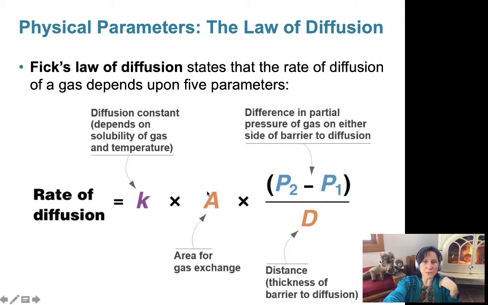So most of these variables, if you increase them, they will increase the rate of diffusion. The two that will result in a decrease are if you increase the partial pressure of gas on the inside of the body, or if you increase the thickness of the barrier. Hopefully that makes sense. If you have any questions, I'm happy to answer them.